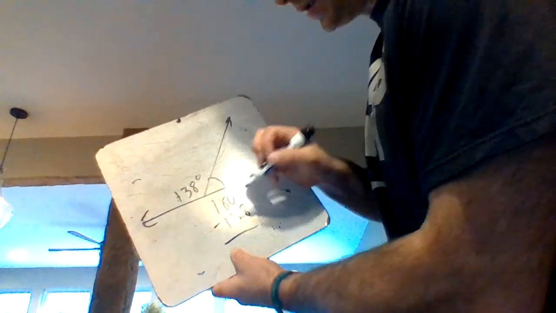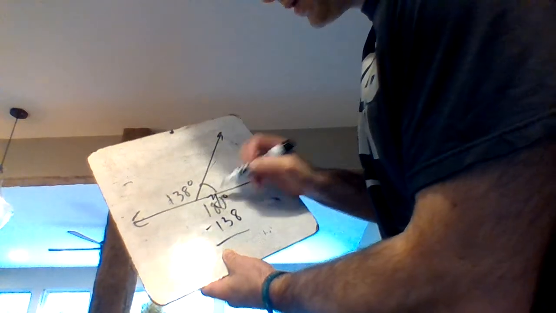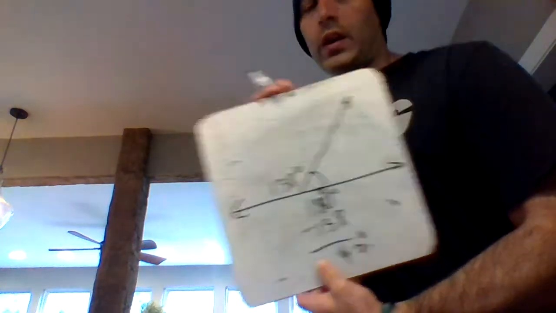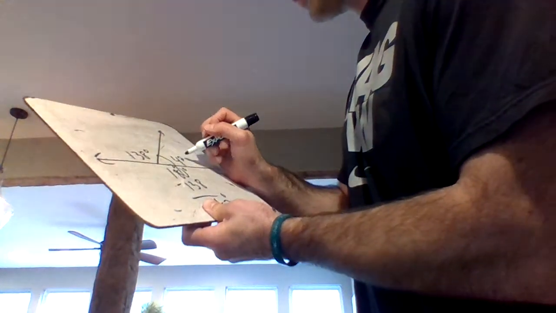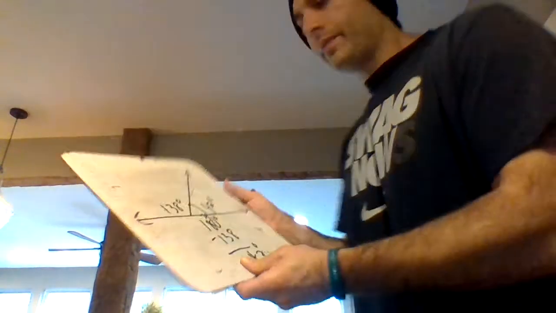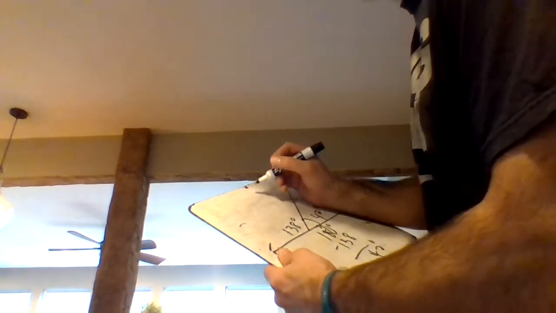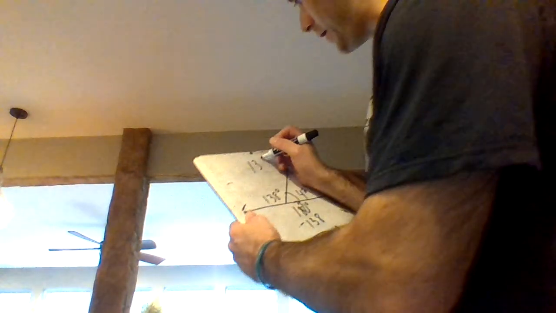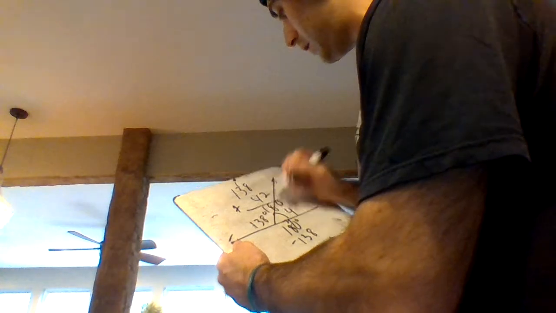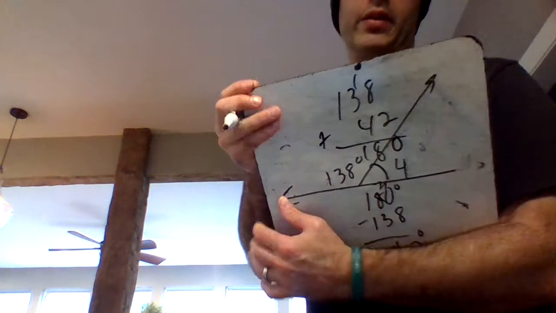So we're going to do 180 minus 138. We're going to borrow. And our missing angle would be 42 degrees. Once again, if we're not sure, we can always check our work by adding. So we do 138 plus 42, and that should equal 180 degrees.